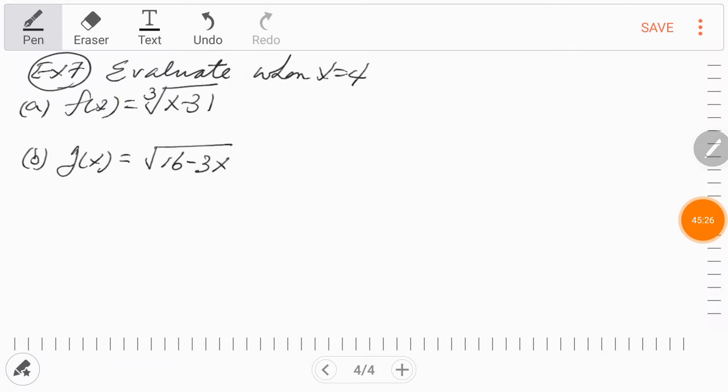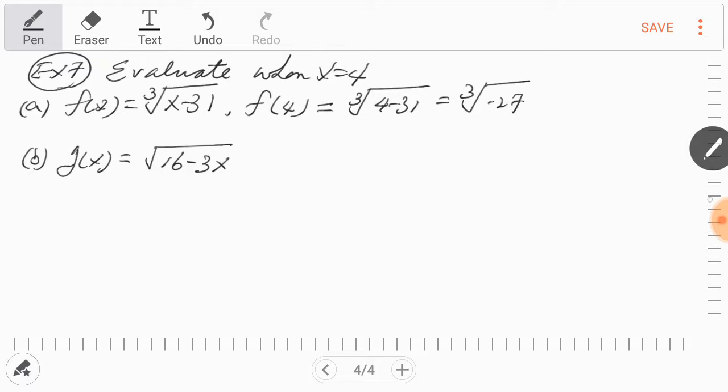Okay, in this example, let's evaluate the function when x equals 4. So why don't we plug in 4 for x? The input is x, that means replace x with the input value 4. So the cube root of 4 minus 31. Then the cube root of 4 minus 31 is negative 27. In this case, the index is odd, so it is okay that we have a negative radicand. Then this is equal to the cube root of negative 3 cubed. So we can just take the base out.